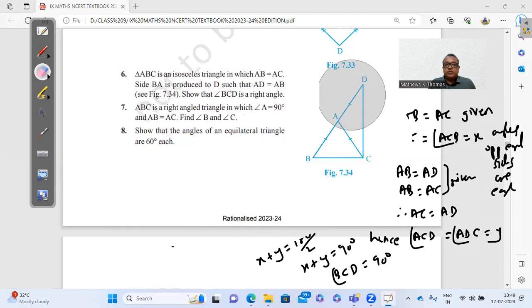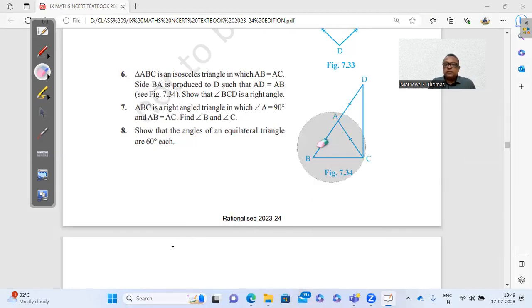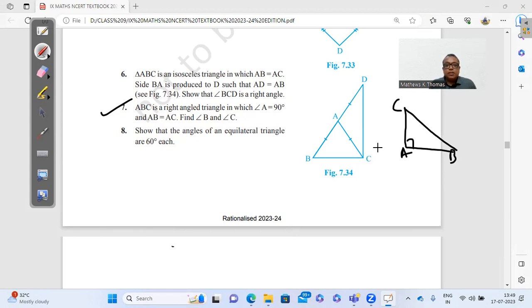So question number 7 now. 7 and 8 are easy questions. ABC is right angled at A. So just make a right angle triangle, right angled at A. So it's like this. This is 90. AB and AC are equal. So these two sides are equal. Question is find angle B and C.